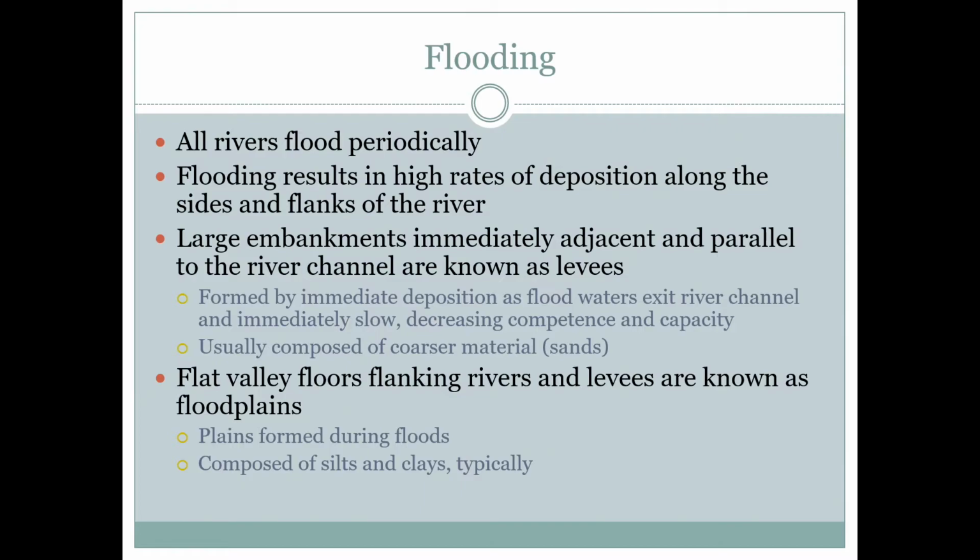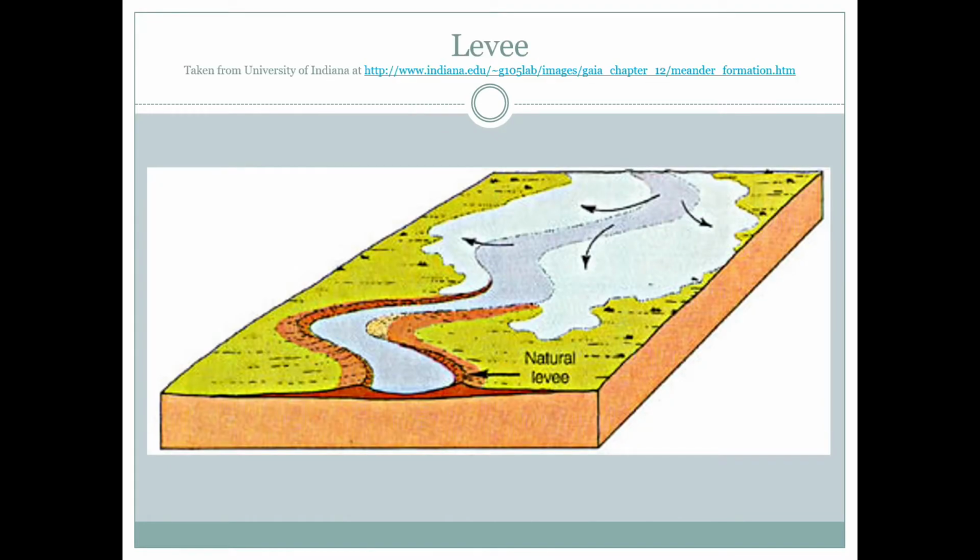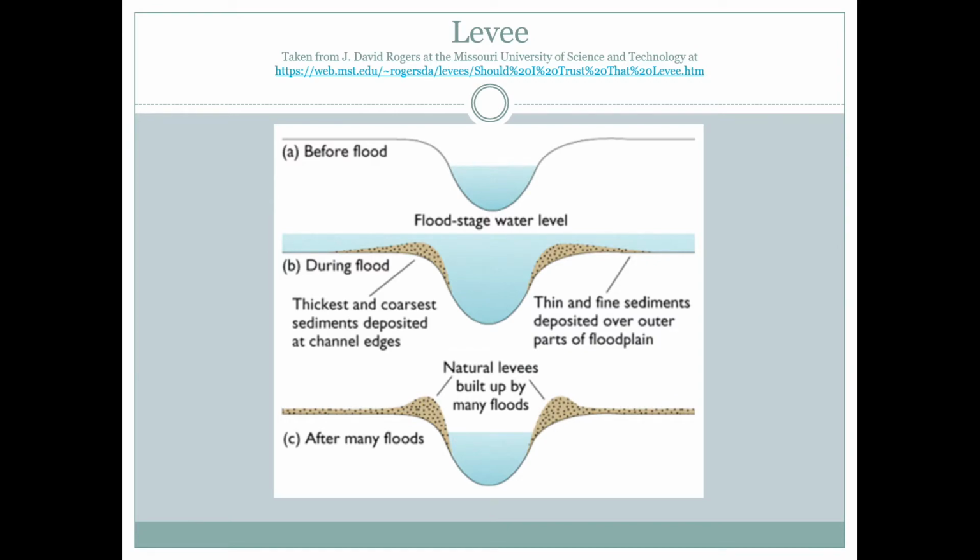Okay, the flat valley floors flanking rivers and levees are known as floodplains. They're formed during floods, and they're composed mainly of silts and clays, typically, and lots of organic-rich material. So floodplains are typically good for agriculture. Again, another picture: before a flood, then the flood comes over, and you get the deposition of sediments on the other side of the channel. They build up, forming natural levees over time.